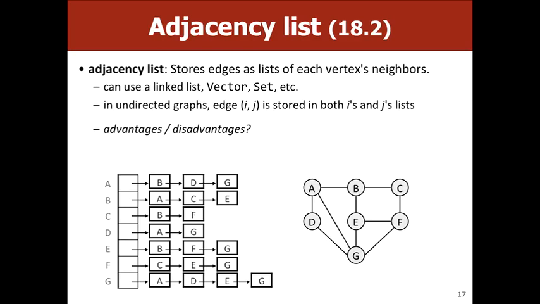Yeah, so this is really good at finding the neighbors for a given vertex. You just go and find that vertex in your data structure, and look, here's the full list of all of the neighbors. So that's really good. What else might be good? Or is there anything that's worse?